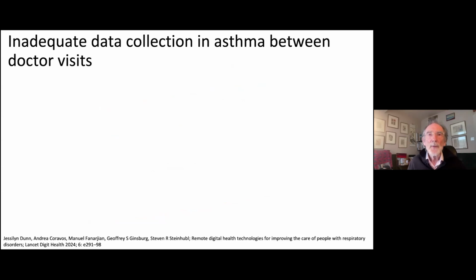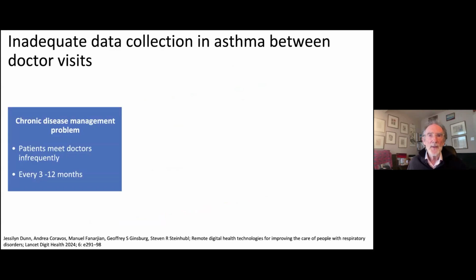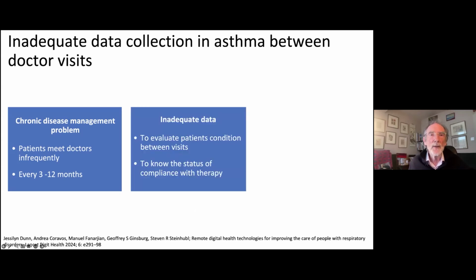So, as you've heard already, we have inadequate data collection in asthma between doctor visits. The problem is that in chronic disease, we often only see the patient every few months, or in the case of the UK, maybe only once a year. So we have a very partial idea of what's happening to the patient. We've got inadequate data, so we can't properly evaluate the patient's condition between their visits.